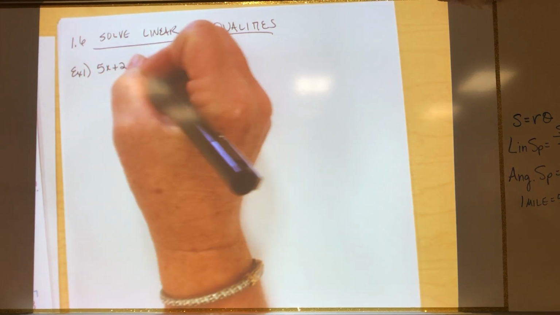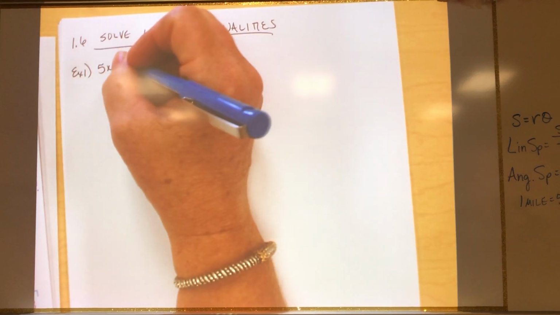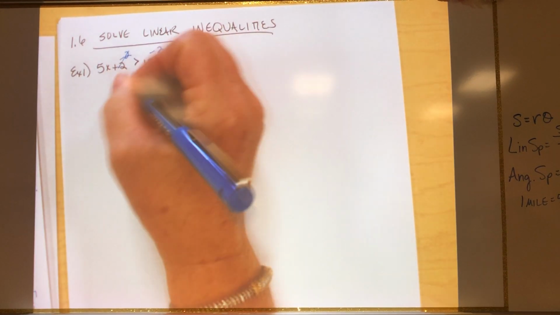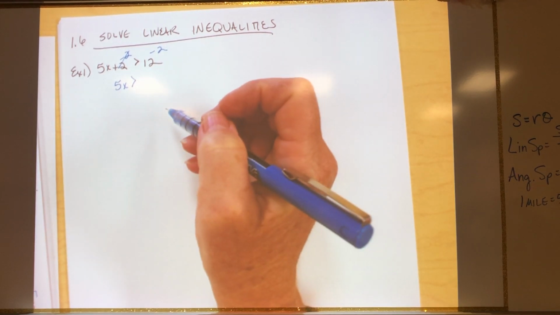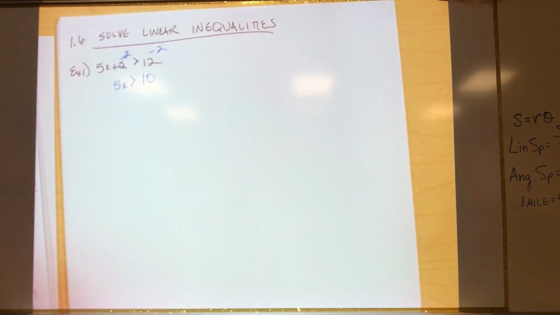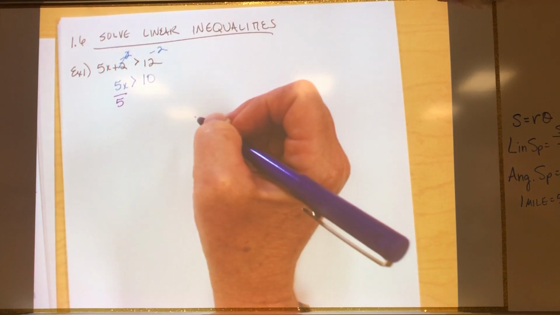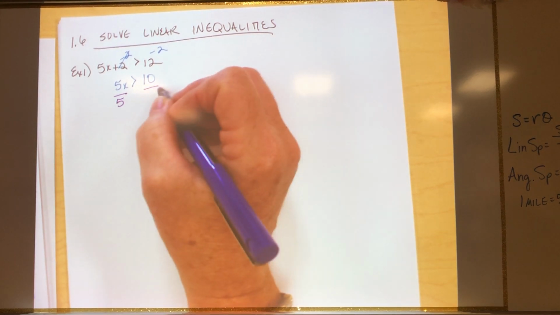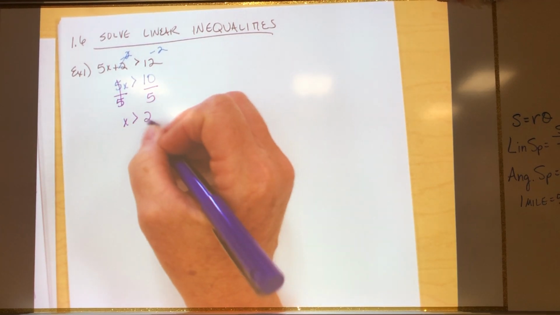5x plus 2 is greater than 12. I'm solving for x. Tell me what to do first. Minus 2. What you do to one side, you do to the other. Plus 2 minus 2 cancels out. 5x on the left, greater than, what's 12 minus 2? 10. Now what do I do? Divide by 5. Do I have to flip the sign? No, we didn't divide by a negative, did we? We just divided by 5. So I'm going to divide both sides by 5. So x is greater than, what's 10 divided by 5? 2. So there's my answer.